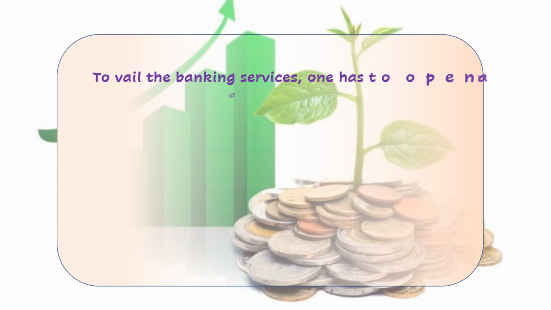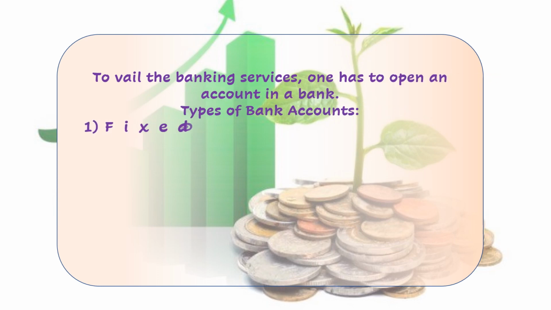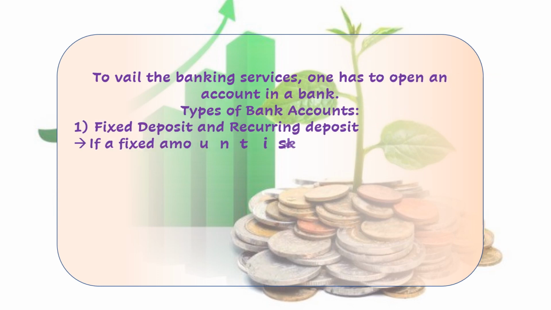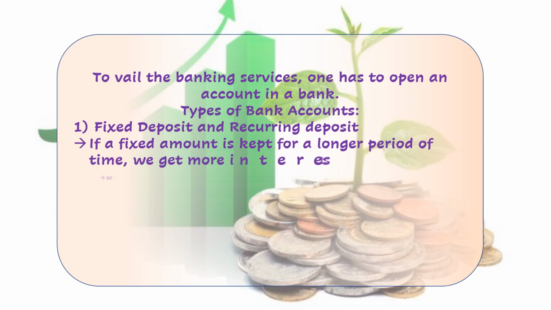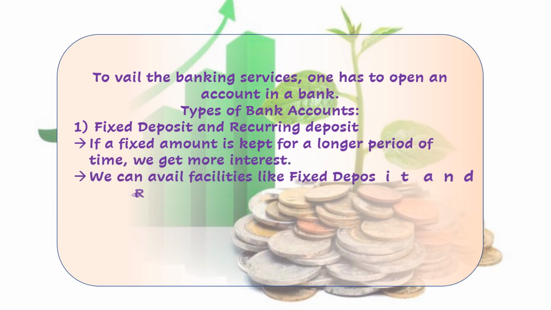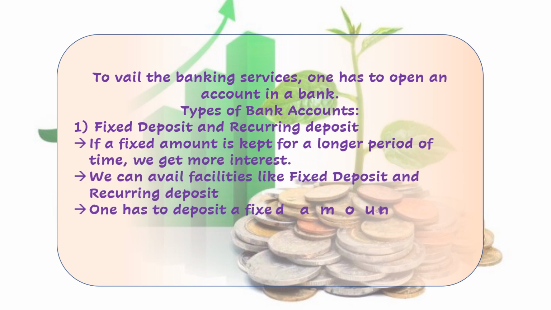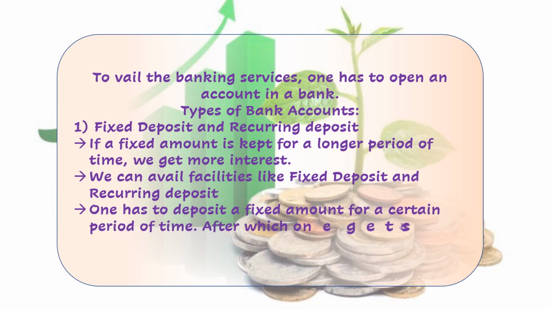Now, to avail banking services, one has to open an account, where we have seen about current account and savings account. Apart from that, we have two more accounts, that is fixed deposit and recurring deposit. If a fixed amount is kept for a longer period of time, we get more interest. We can avail facilities like fixed deposit and recurring deposit through this. One has to deposit a fixed amount for a certain period of time, after which one gets the amount including the interest.